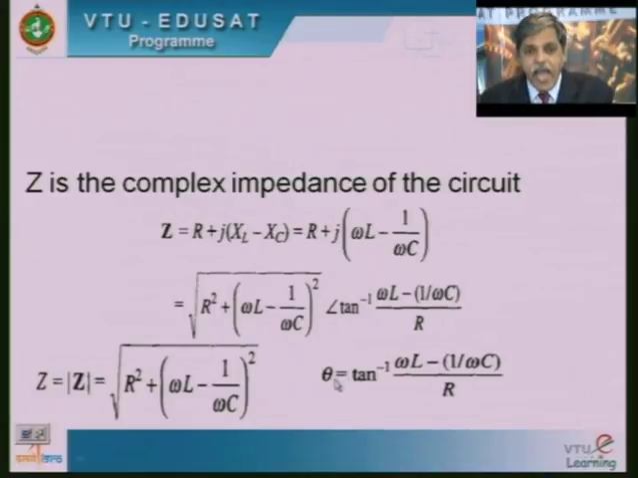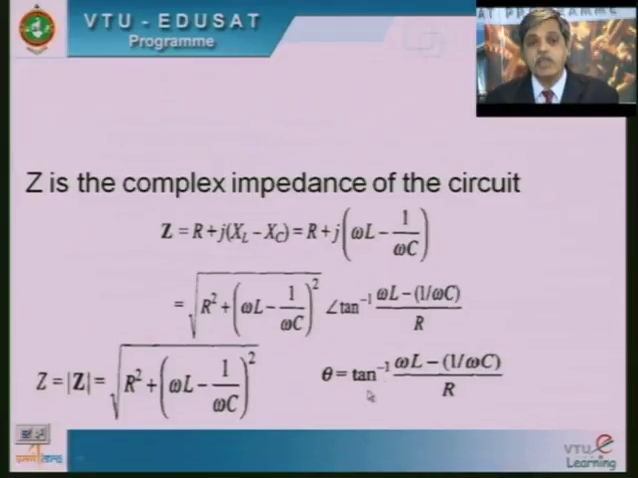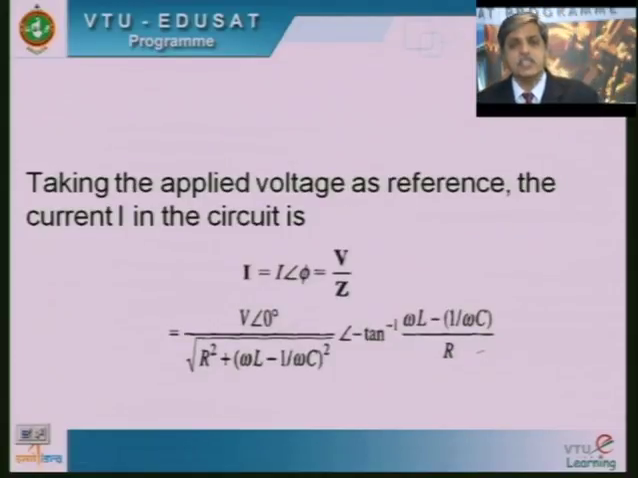Whereas the angle depends upon the sign of the numerator term. If omega L is larger than 1 by omega C, the angle will be positive in the case of impedance. If 1 by omega C is larger than omega L, I get the angle theta as negative because the second term is dominating the first term. I will get tan inverse of minus something divided by R, therefore the angle will be negative. That means the impedance with a positive magnitude will have a negative angle in the case of capacitance domination.